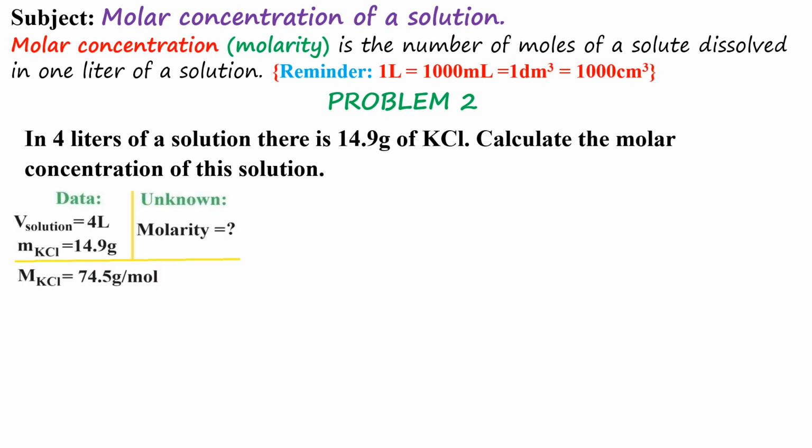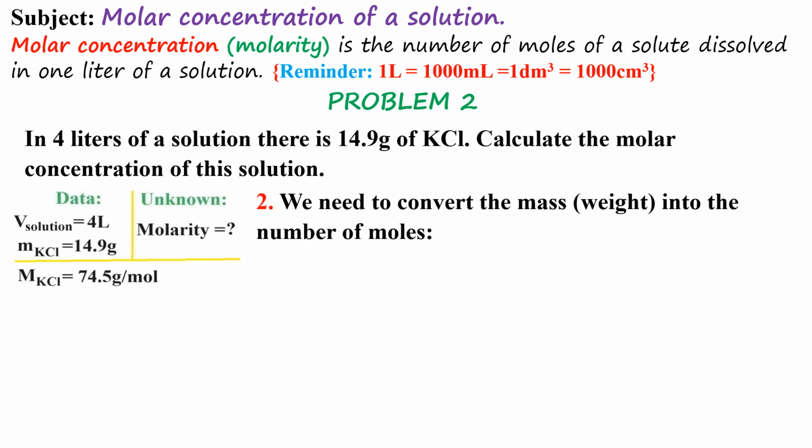I will write down the molar mass of the potassium chloride under the problem data for two reasons. First reason, I have limited space to present the next stages of solving the problem. Second reason, by writing it this way, we know clearly what information has been provided already and what still needs to be calculated. Second point, we need to convert the mass, weight, into the number of moles.